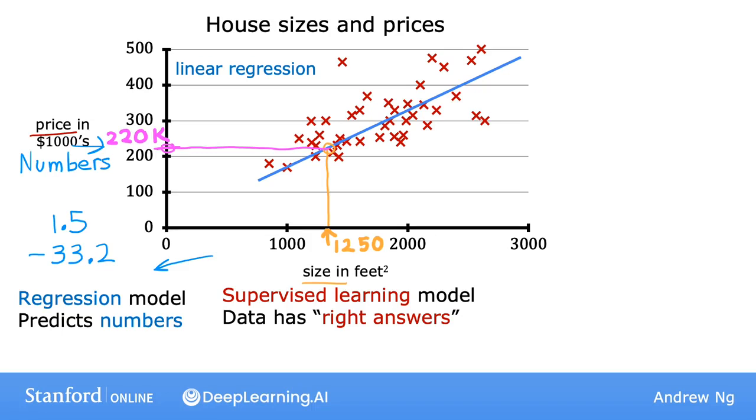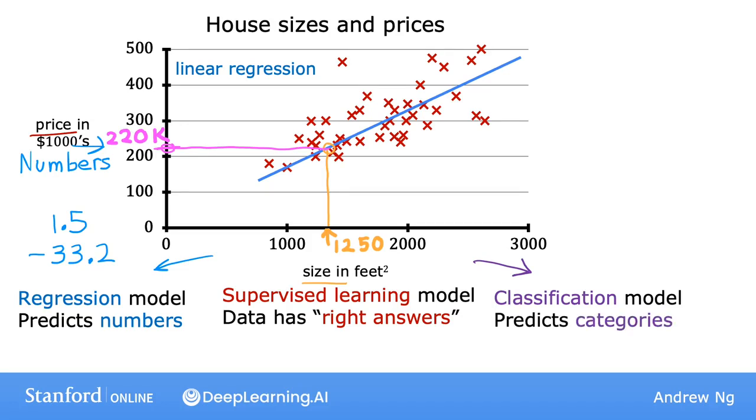And just to remind you, in contrast with the regression model, the other most common type of supervised learning model is called a classification model. A classification model predicts categories or discrete categories, such as predicting if a picture is of a cat, meow, or a dog, woof. Or if given a medical record, it has to predict if a patient has a particular disease. You'll see more about classification models later in this course as well.